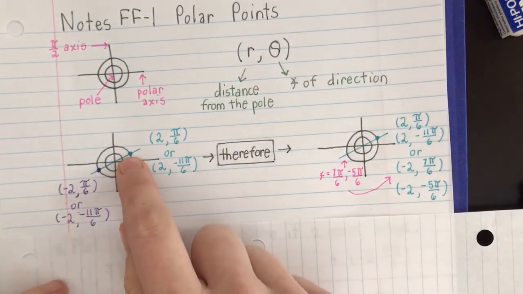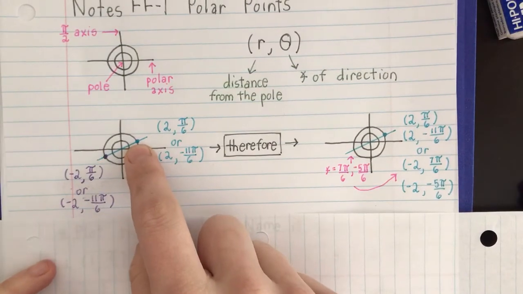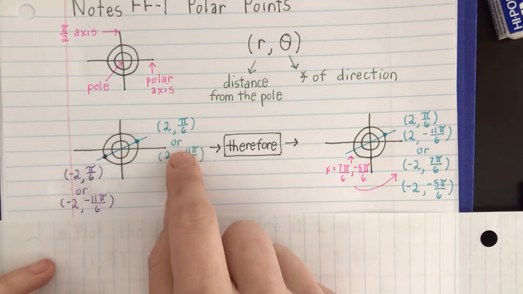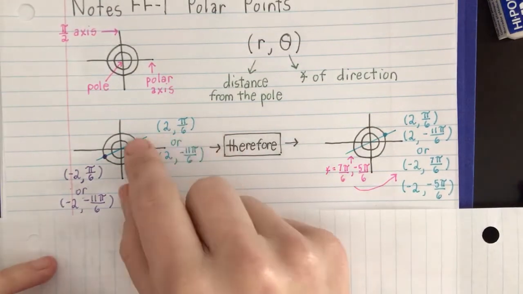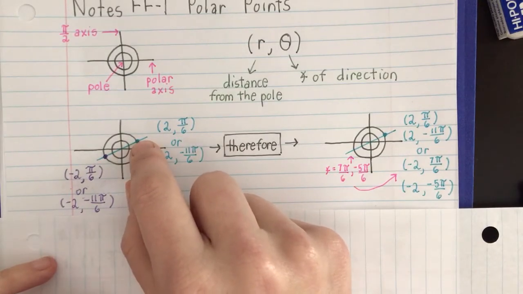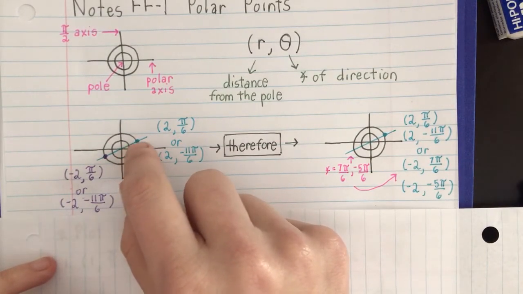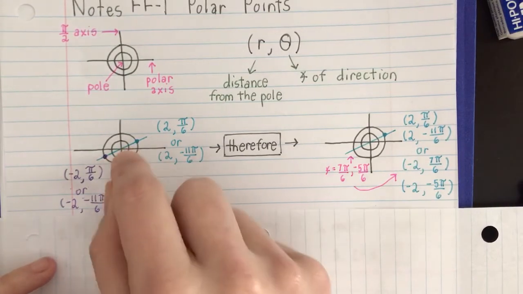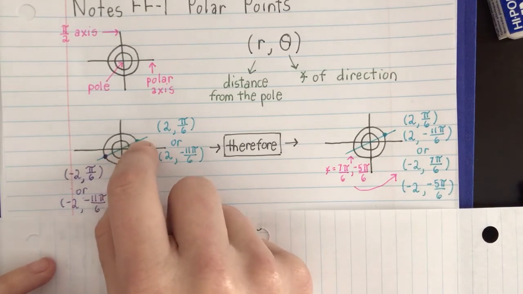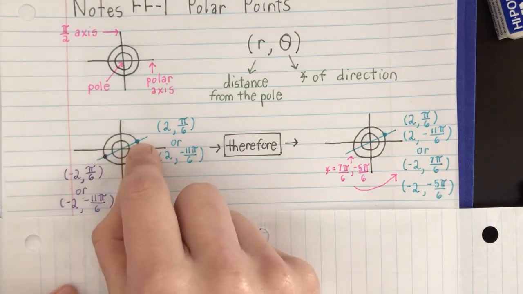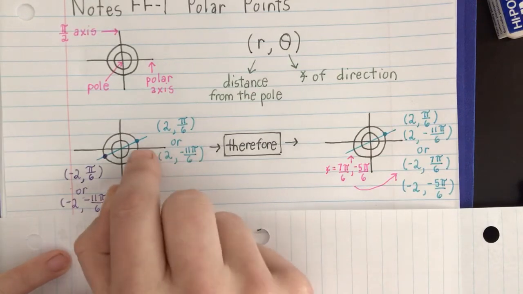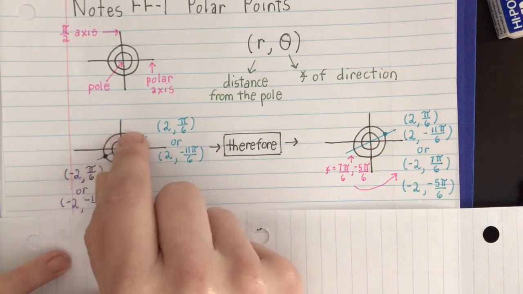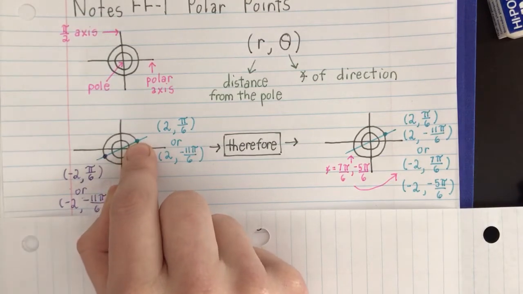So this coordinate here, this blue coordinate, is the coordinate 2 comma pi over 6, or it could also be written as 2 comma negative 11 pi over 6. Okay, this angle here is pi over 6, as you can probably tell, and we are 2 units from the pole. If we're counting the circles, we go 1, 2 circles to get to that point there. So it's 2 comma pi over 6 or 2 comma negative 11 pi over 6, because if we go in this direction, that would be negative 11 pi over 6.